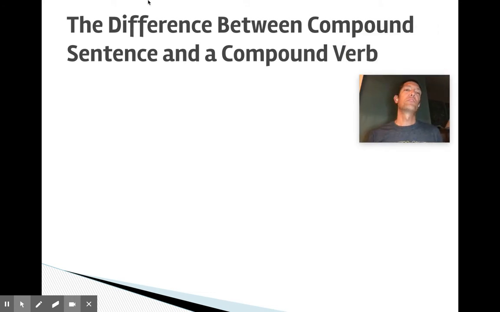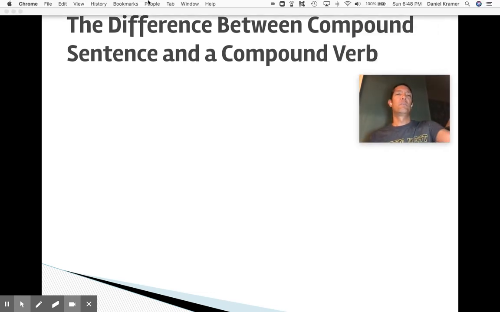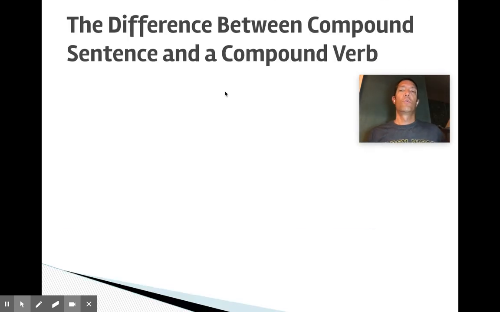Okay, so the main thing is that when you write a compound sentence, you must include a comma. And when you write a sentence that has a compound verb, you need to not include the comma. I've seen errors where people write compound sentences and leave out the comma, or they write a sentence with a compound verb and insert a comma where there shouldn't be. Either way, those are 2 mistakes that you want to avoid.